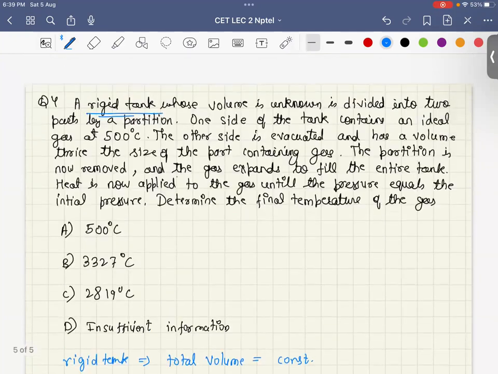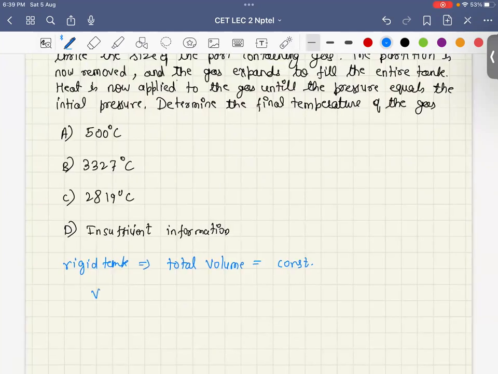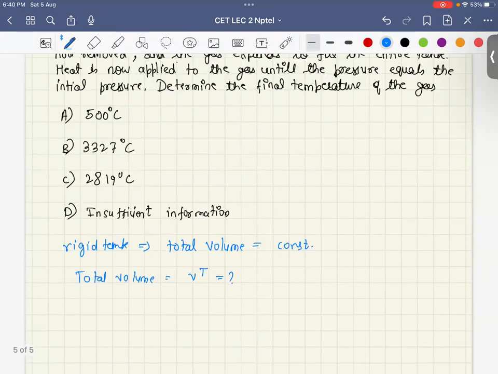Right? Then what we have is a volume which is unknown. So let's say the total volume is going to be Vt. Total volume Vt is unknown, and it is divided into two parts. So let's take an example.